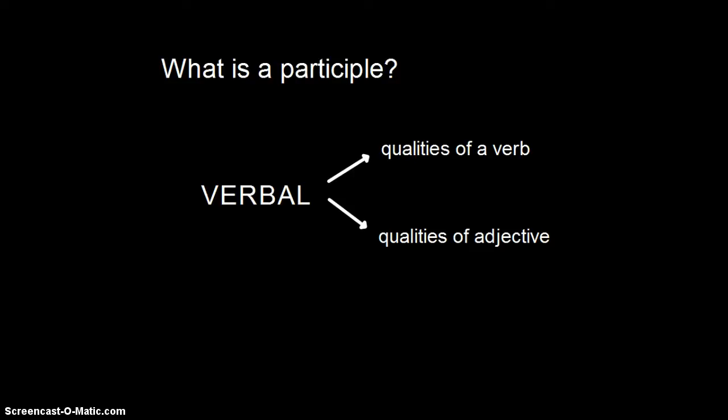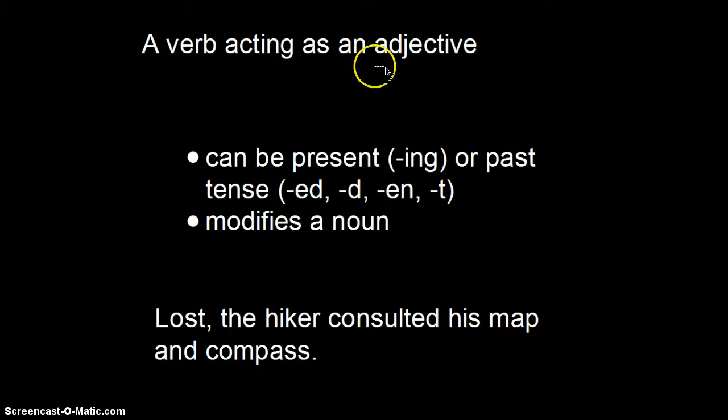A participle is one of a group of syntactical tools we use called verbals. A participle has the qualities of a verb. When you look at it, you think, that's a verb, but then it acts like an adjective. So it has the qualities of both, which is important because there are other verbals that have qualities of verbs and then qualities of other parts of speech. Participles are the ones that look like verbs but are actually adjectives. So, a verb acting like an adjective.